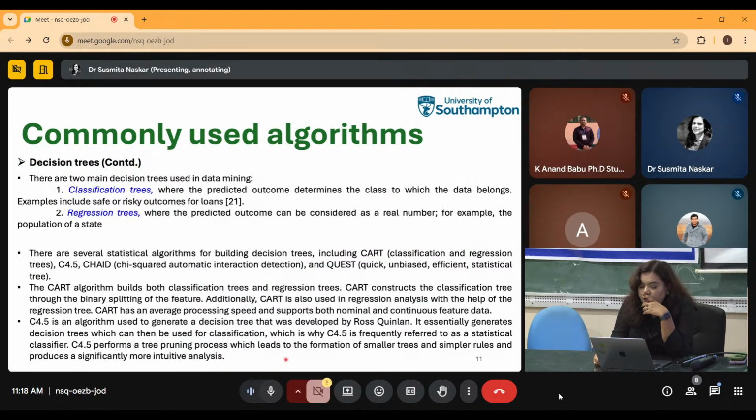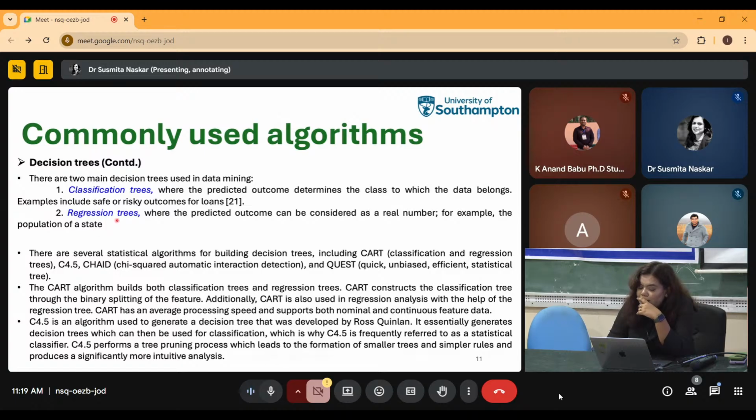Now continuing with the decision tree, there are two main types in data mining. The first one is the classification tree, and the second one is the regression tree. The classification trees are used mainly to predict the outcome, to determine the class to which the data belongs. For example, banks often use a classification tree to decide whether a loan applicant falls into the safe or the risky category. That is counted as a classification tree.